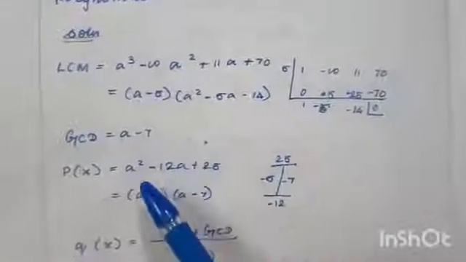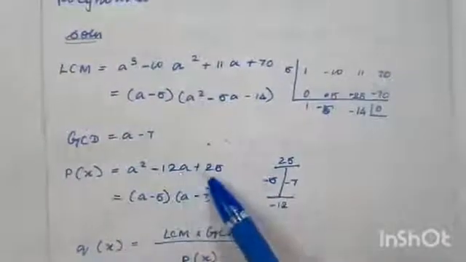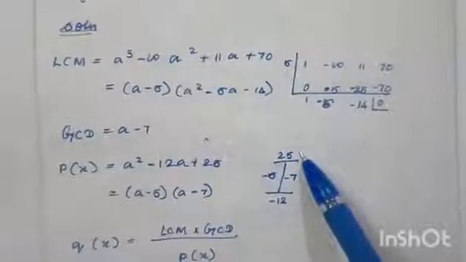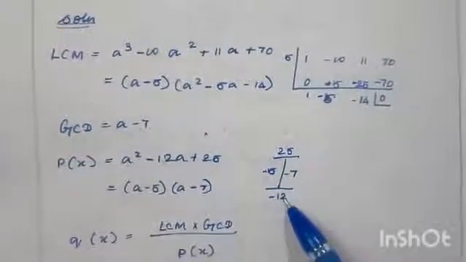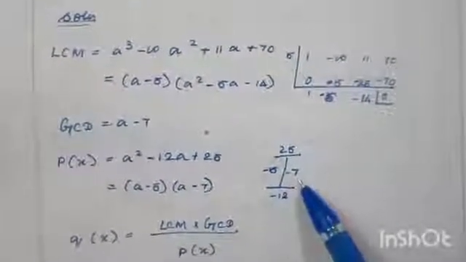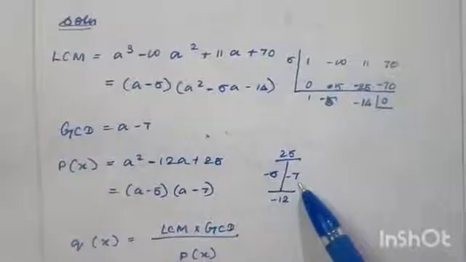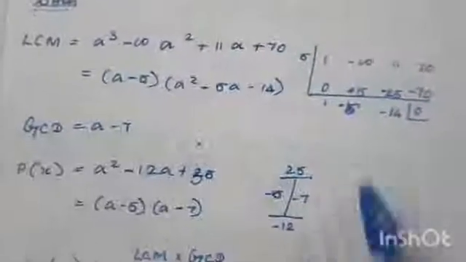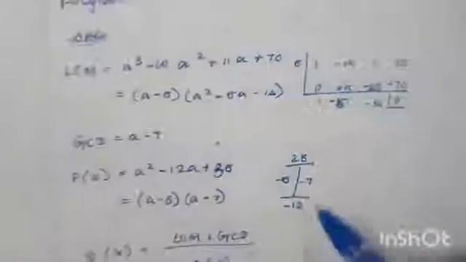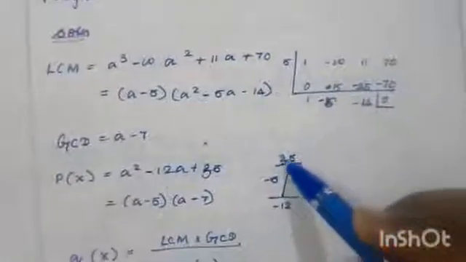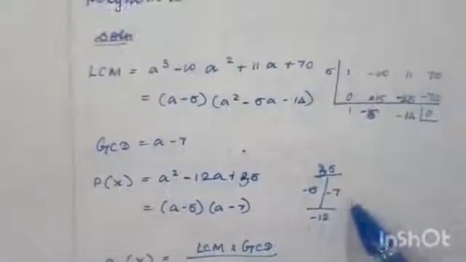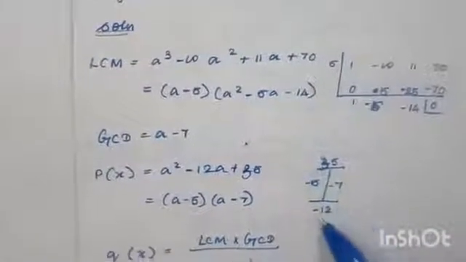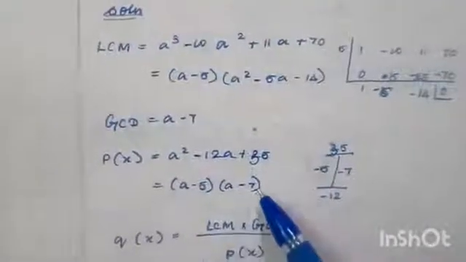P of x is given, a square minus 12a plus 35. So this 35, product value 35, adding value minus 12. So 5 sevens are, sorry students, in the given question it is 35. I made a mistake here, it is 35. 5 sevens are 35. We need plus, so both you have to use minus. Same sign, add, minus 12. So a minus 5 into a minus 7.